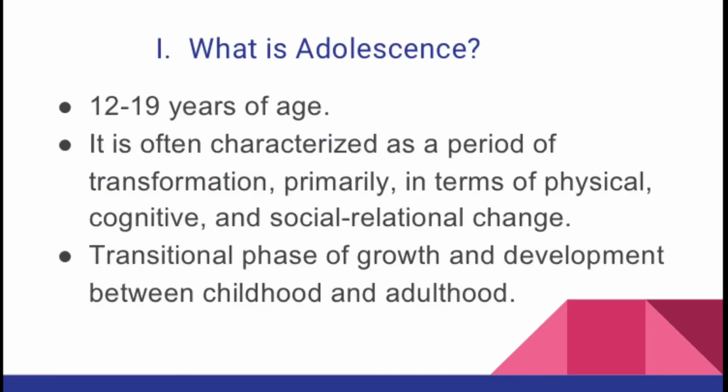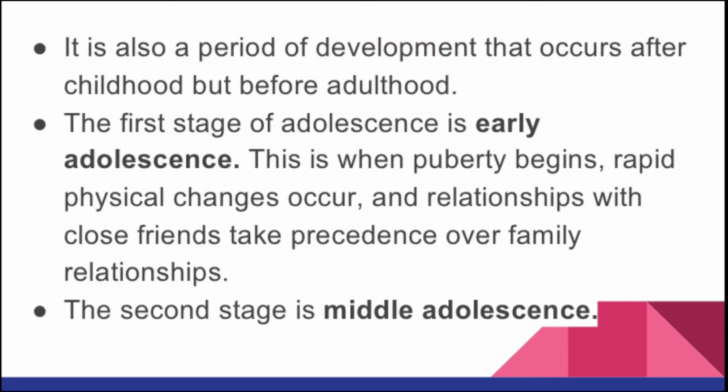What is adolescence? It is between the ages of 12 to 19, and it is often characterized as a period of transformation, primarily in terms of physical, cognitive, and social relational change. It is a transitional phase of growth and development between childhood and adulthood. It is also a period of development that occurs after childhood, but before adulthood.